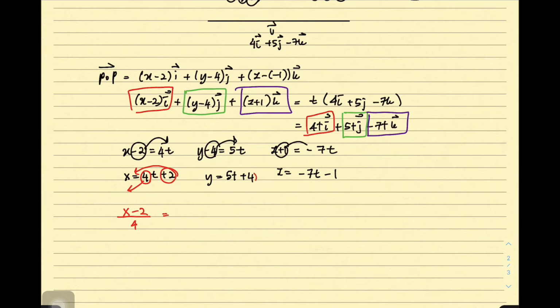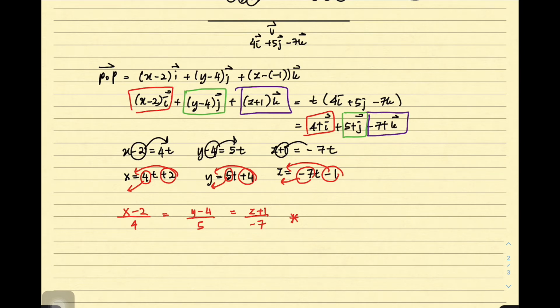Okay, so pindahkan 4 pergi sebelah, awak akan dapat y minus 4, and we want 5 to be on the left, so it becomes divide by 5. Okay, and equal to t untuk z pula. So pindahkan negative 1 pergi sebelah, it will be positive 1 here, and negative 7 pindah sebelah jadi bahagi dengan negative 7. Okay, so this one is a Cartesian form of equation of line.